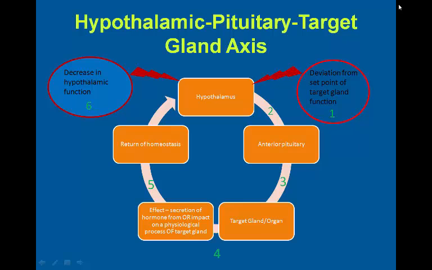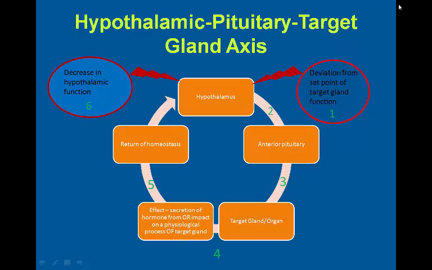The target gland or organ will have an effect of its own. It will either secrete a hormone or it will produce some other physiological effect. When this hormone or other effect takes place, there is a return of the body to normal, a return to homeostasis. The hypothalamus will detect this also, and then it will decrease its function, as you see in number 6, returning everything back to normal again.